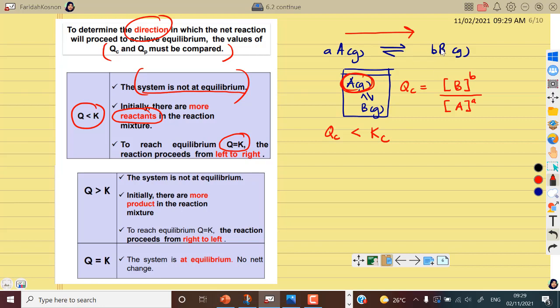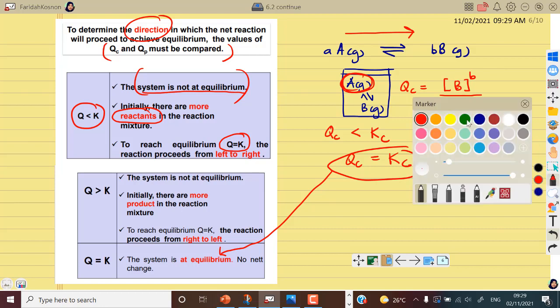Jadi concentration of B akan bertambahlah sedikit demi sedikit sampailah nilai Q equals to K ataupun until the QC value equals to KC. Sebab kalau QC equals to KC, it shows that the system has reached the equilibrium. Jadi apa yang berlaku? The value of Q kat sini dalam case ini akan increase sedikit demi sedikit until Q equals to KC in order to reach equilibrium. So ni guna matematik lah sebenarnya.